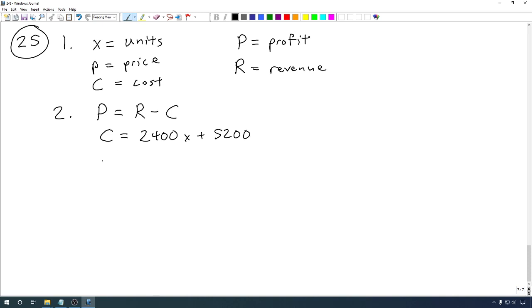Revenue is a little bit more complicated because we have to recall that the formula for revenue is units times the price. And here's where the price comes into play. They give us the demand function, the demand formula for P. They tell us that P equals 6,000 minus 25x. So this relates the price to however many units are sold at that price. Of course, when we set P equal to that, we get to plug that into this equation.